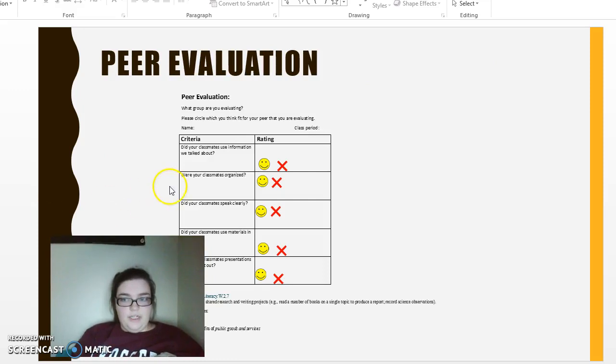And this is my peer evaluation, and at first I didn't do my peer evaluation to par, and I made it a little harder for a second grader to learn, and my standards were based off of a second grader because that's the grade that I'd like to teach, around second or third grade. So I changed it to smiley faces and X's, and I changed the questions to make them more second grade friendly. There was a question of what group are you evaluating, and please circle what you think fits for the peers you are evaluating. So they'd get a smiley face if they thought that their classmate used information that was talked about, the classmate was organized, they spoke clearly, and stuff like that.